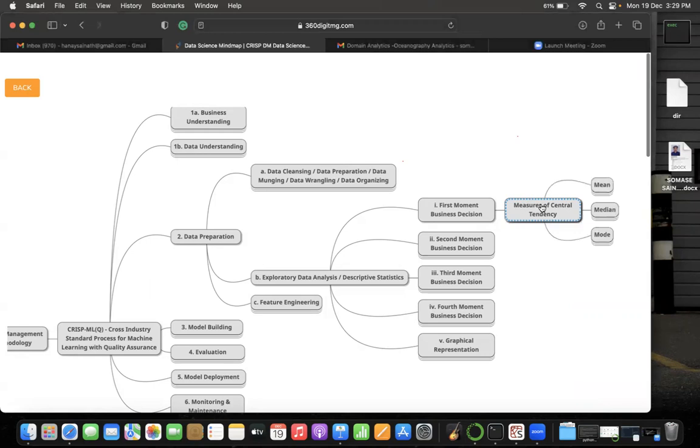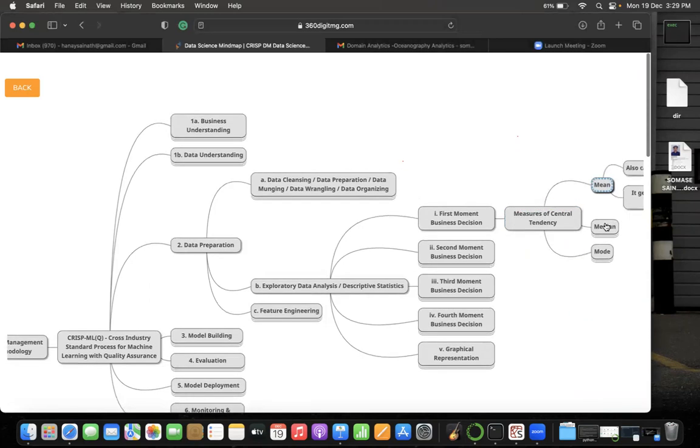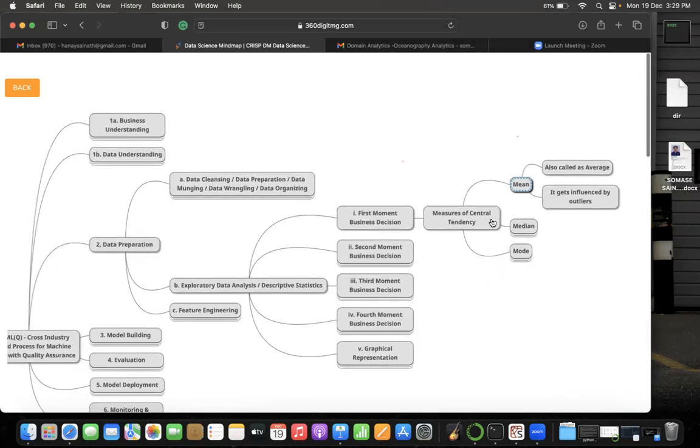Yeah, so in this we have mean, median, mode. So mean is also called the average. It gets influenced by outliers in the measure of tendency.